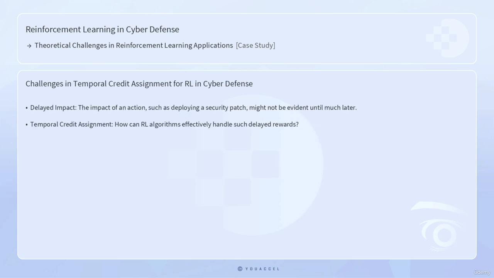Temporal credit assignment was another hurdle. In cyber defense, the impact of an action, such as deploying a security patch, might not be evident until much later. How can RL algorithms effectively handle such delayed rewards?